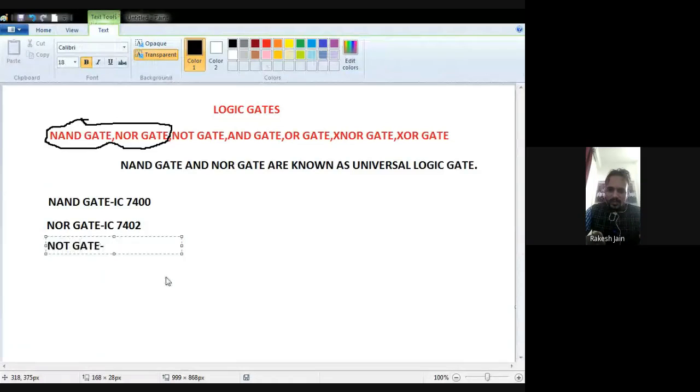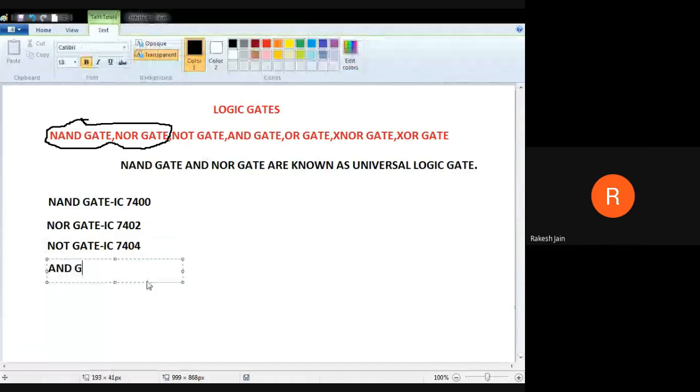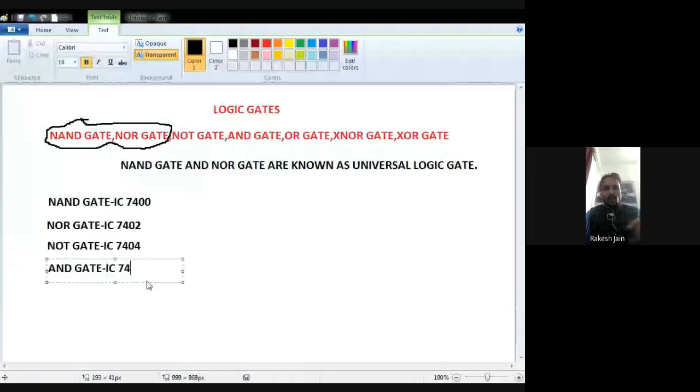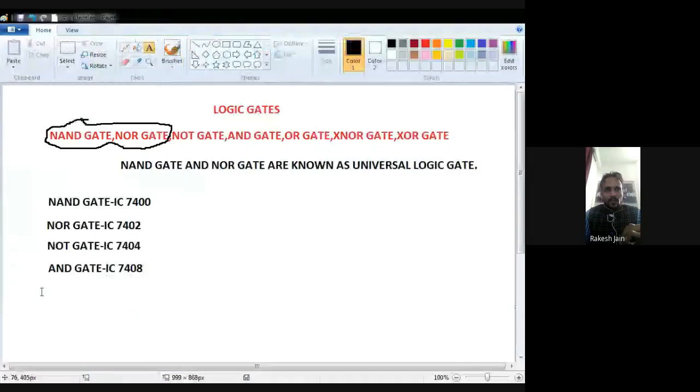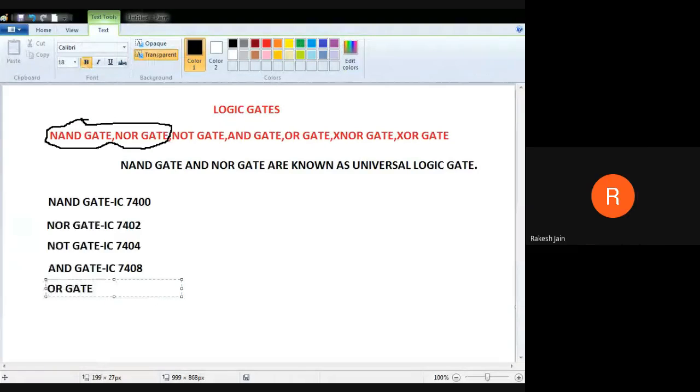Now one by one we will do each thing. First of all, let's suppose NAND gate. So what is the basic symbol? I am explaining the full detail of each logic gate one by one. First of all, let's suppose NAND gate. So which IC do you prefer when you go to the market? Which IC do you purchase for NAND gate? Then IC series 7400.